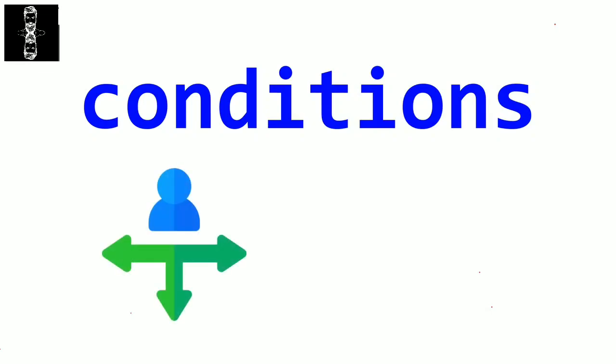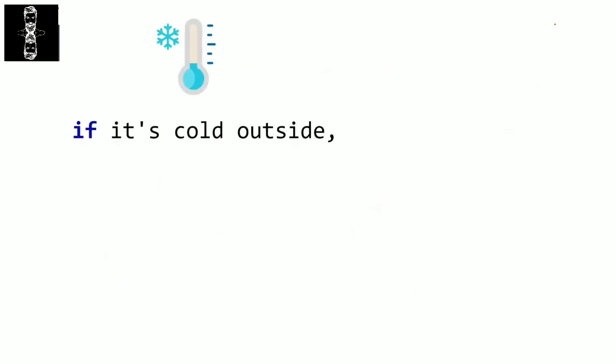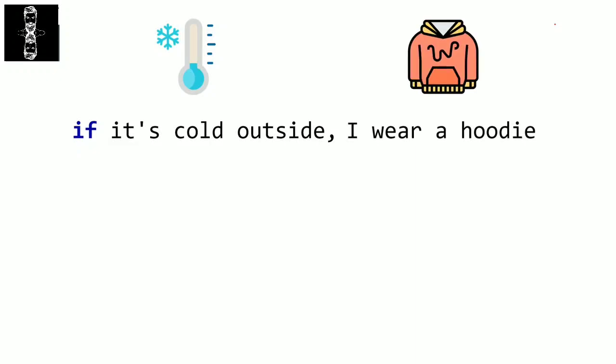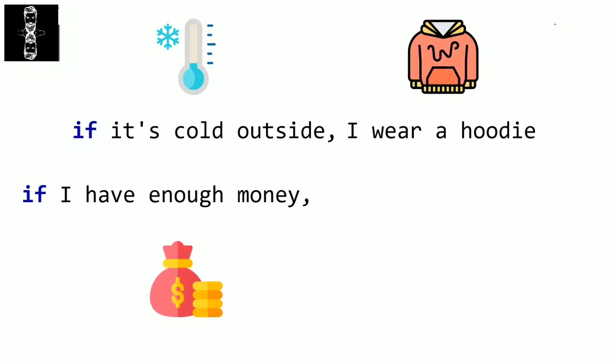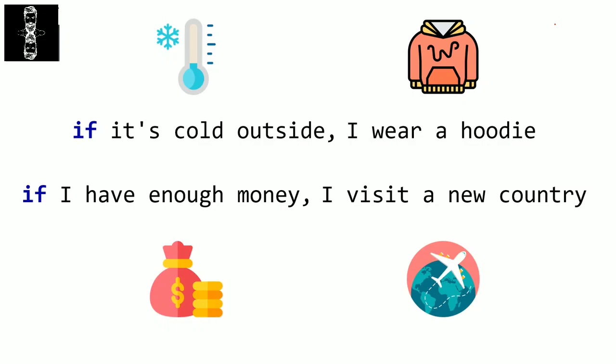New chapter, conditions. As humans, we frequently make decisions in our daily life, and these decisions are generally based on conditions. For example, you may say, if it's cold outside, I wear a hoodie. Or, if I have enough money, I visit a new country. Let's analyze the first example.